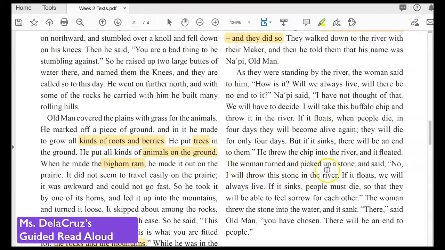The woman turned and picked up a stone, and said, "No. I will throw this stone in the river. If it floats, we will always live. If it sinks, people must die, so that they will be able to feel sorrow for each other." So again, she is saying that people should die, so they'll be able to feel sorrow for each other.